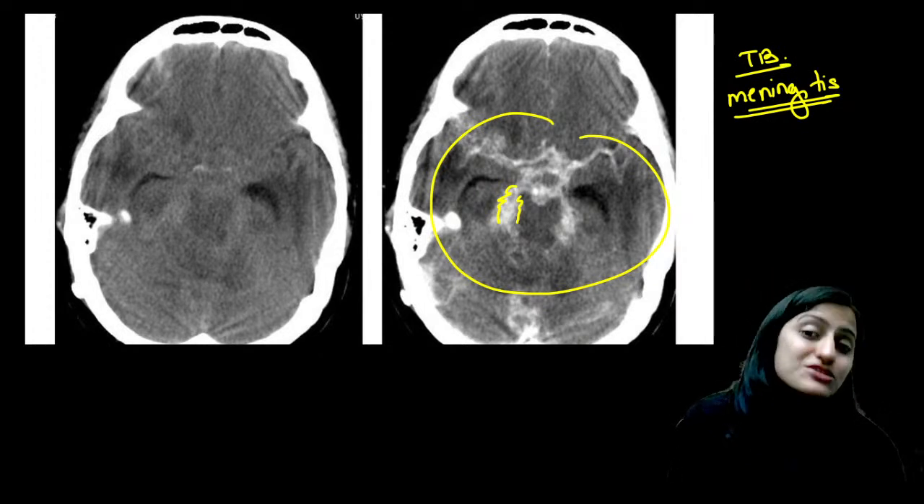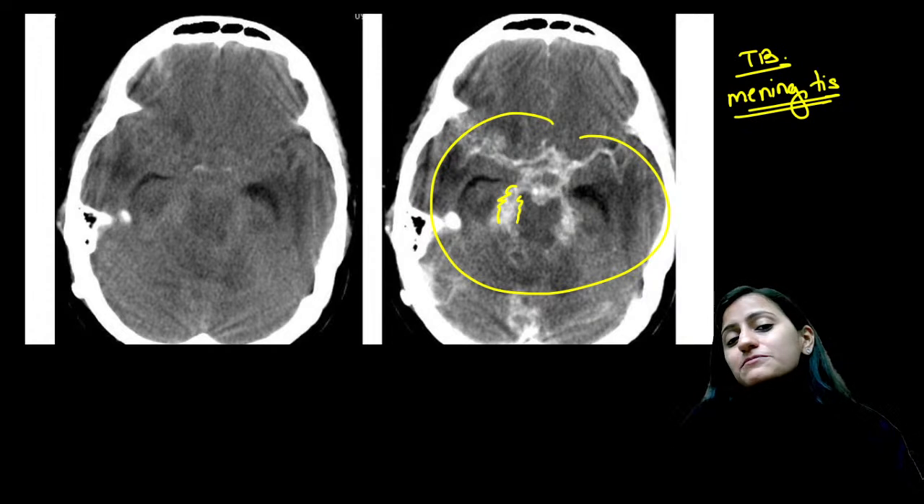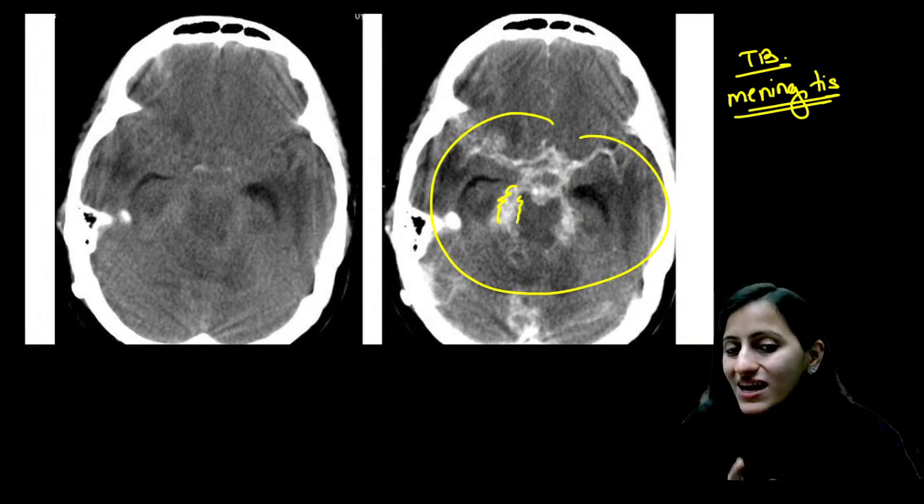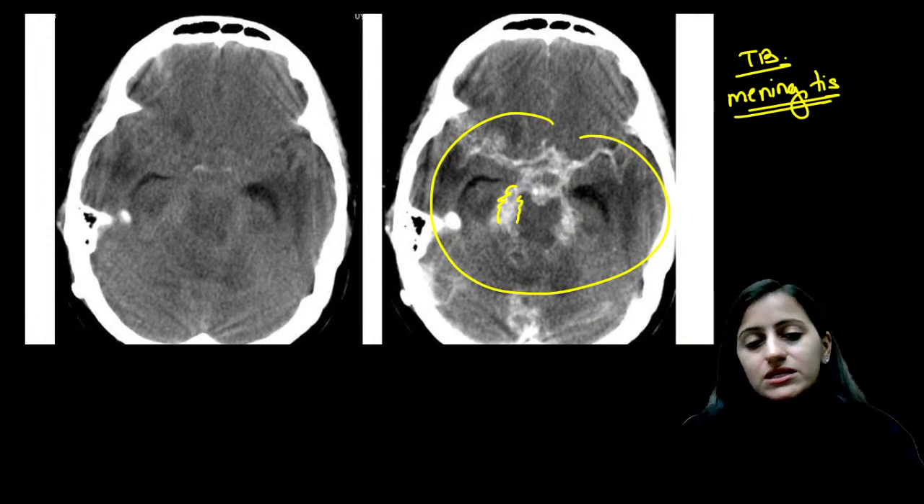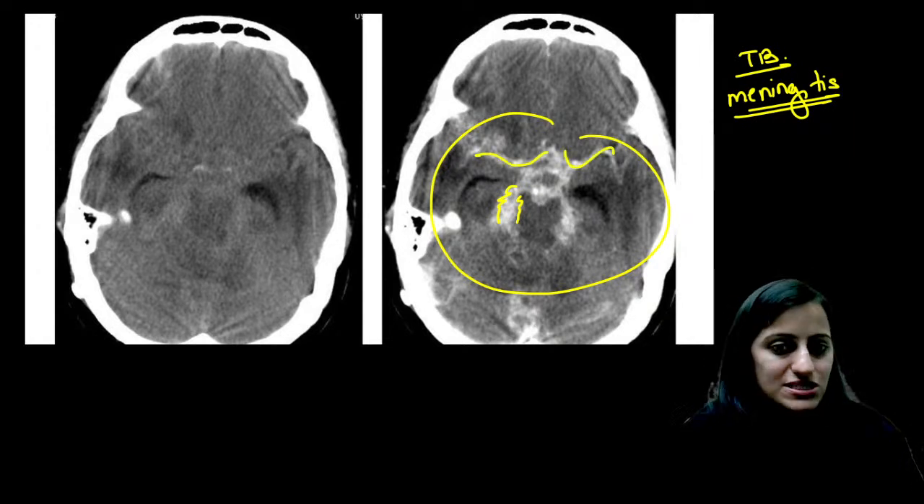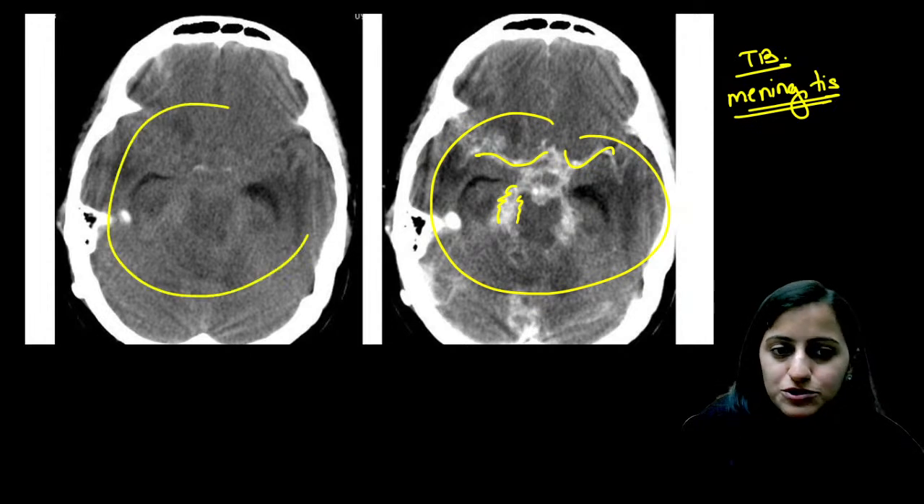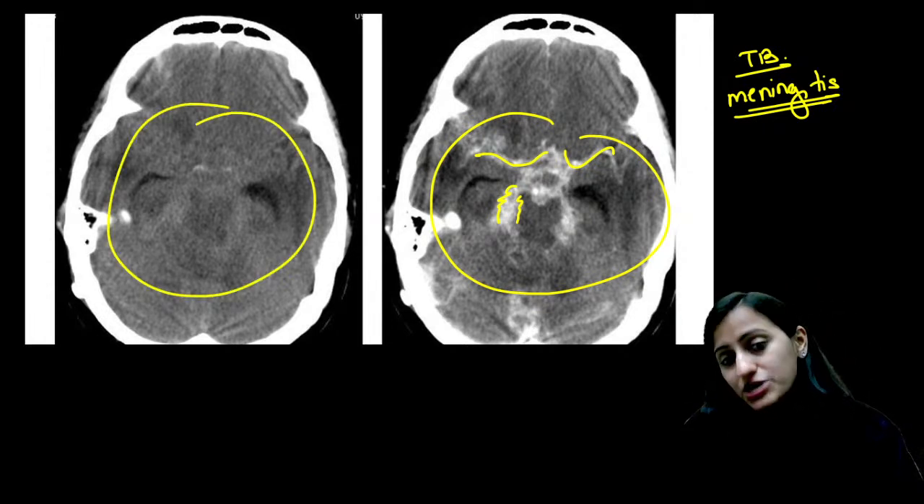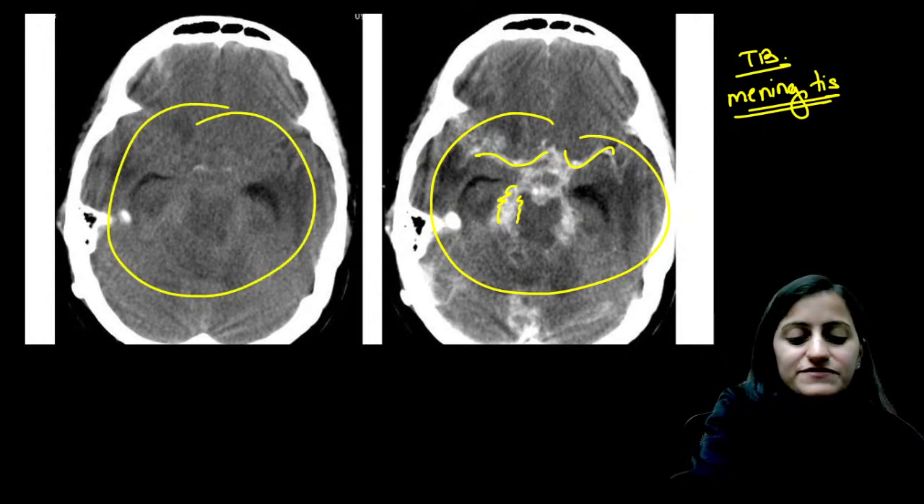So always remember, in a patient of meningitis, contrast CT is very, very important to look at this abnormal enhancement in the meninges. Otherwise, we will not be able to pick up the meningitis component. So that's the role of CT scan.